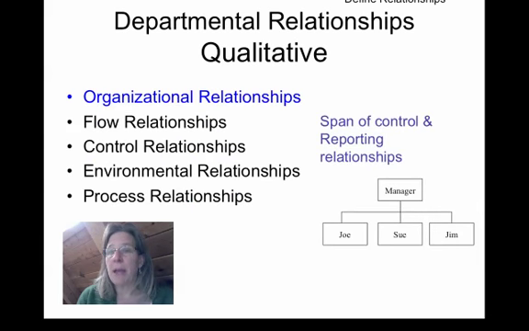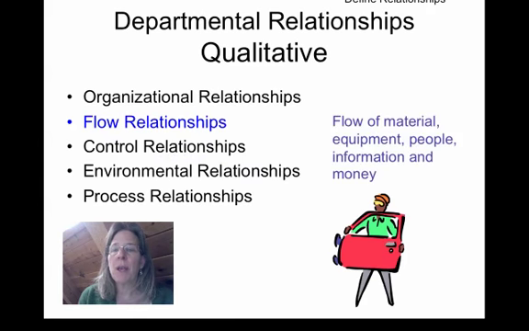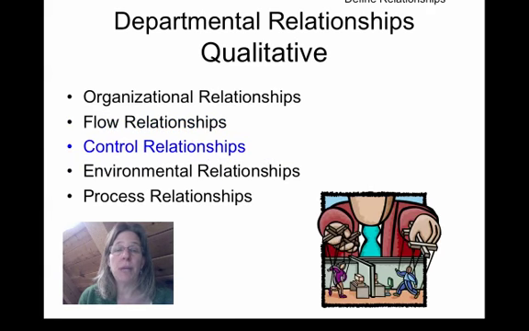This is like span of control kinds of things, where the manager actually has to sit near Joe, Sue, and Jim, and that should be indicated then. That's a stronger relationship between those areas. Flow relationships, so looking at how things move from place to place. We talked about that, and there might not be something you can measure, but you will know that there's some sort of flow relationship. And then it can also maybe not be material, but people and information and money.